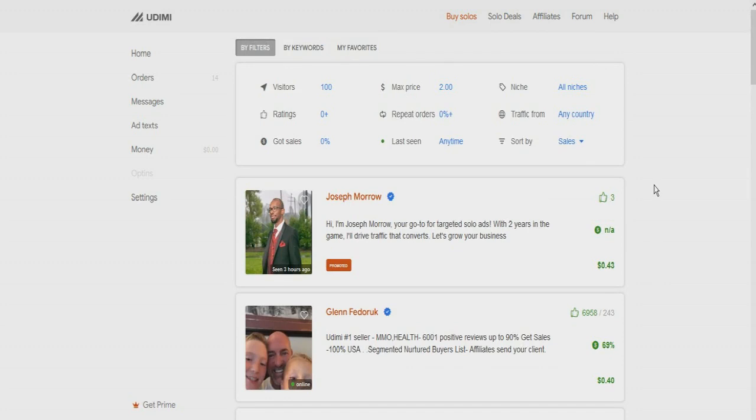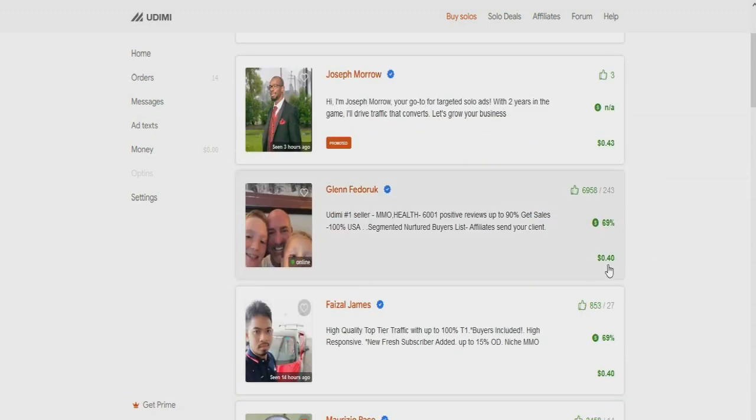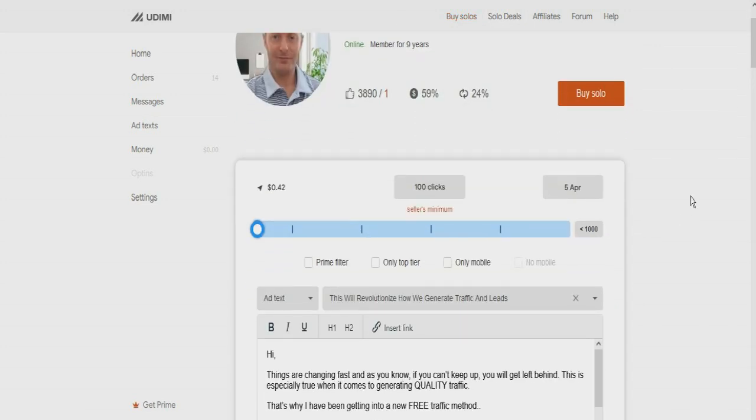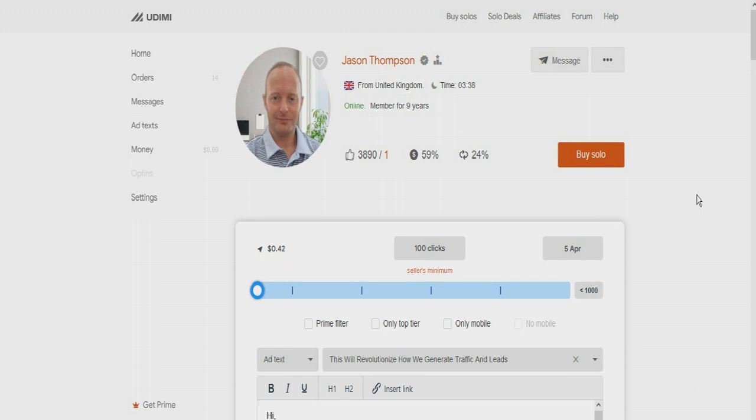But that's what that all is right there. How much money you're going to pay per click, what the sales percentage is, and their positive or not so positive reviews. So let's move over to the solo deals. I have that open in a different tab. So right now I've also used Jason Thompson from the UK.